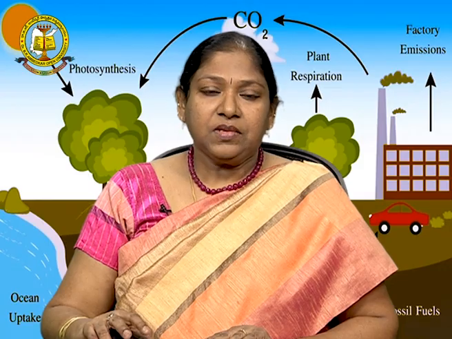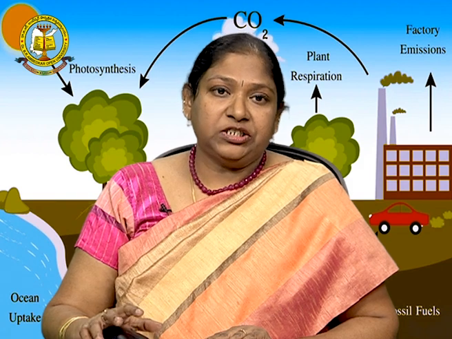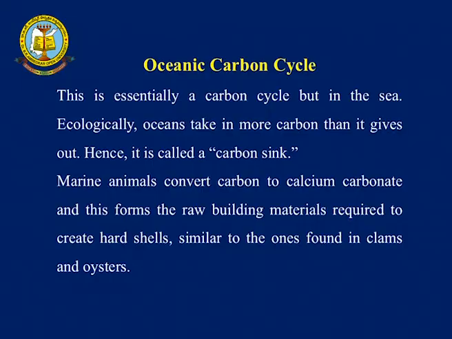Now, what happens in the oceanic carbon cycle? This is essentially a carbon cycle, but in the sea. Ecologically, oceans take in more carbon than they give out. Hence, it is called a carbon sink. Marine animals convert carbon to calcium carbonate, and this forms the raw building material required to create hard shells similar to the ones found in clams and oysters.